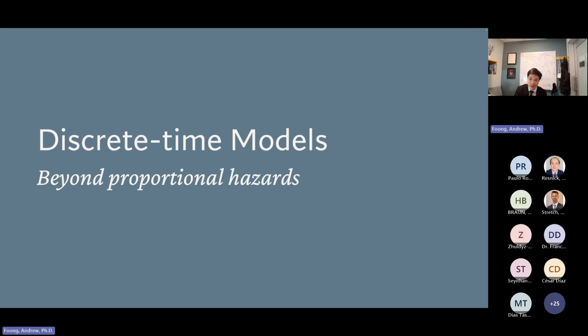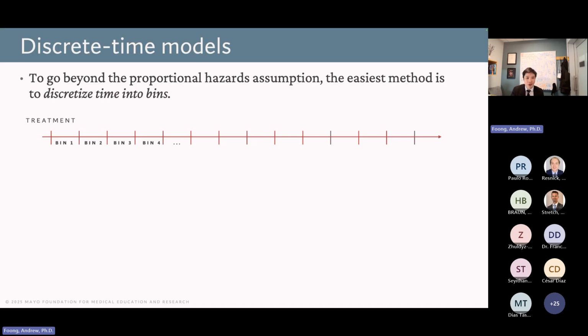And I think the simplest next stage is to move beyond proportional hazards into using a discrete time model. So how does this work? What you can do is take the treatment timeline. Here, treatment is happening at time 0, and you discretize time from time 0 onwards into bins. So bin 1 is a certain amount of time, bin 2 is a certain amount of time. You can imagine each bin represents like 3 months of time or something like that.